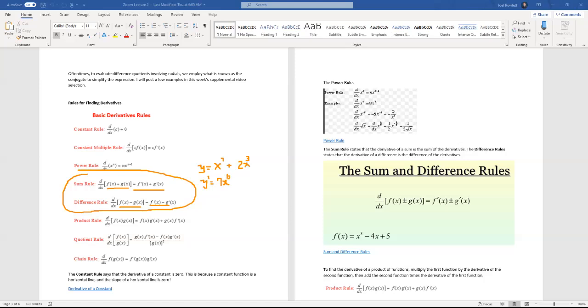What about 2x to the power of 3? Well, 2x to the power of 3 will require us to use the constant multiple rule. And what does the constant multiple rule say? Well, the constant multiple rule says that we would just take the constant to the outside. So I'll just put the 2 here. And then I will multiply the 2 times the derivative of my function, which is x cubed. Well, if I use the power rule on x cubed, that means that I have to bring the 3 down to the front, multiplied by x, and raise that to the power of 3 minus 1, which is 2.